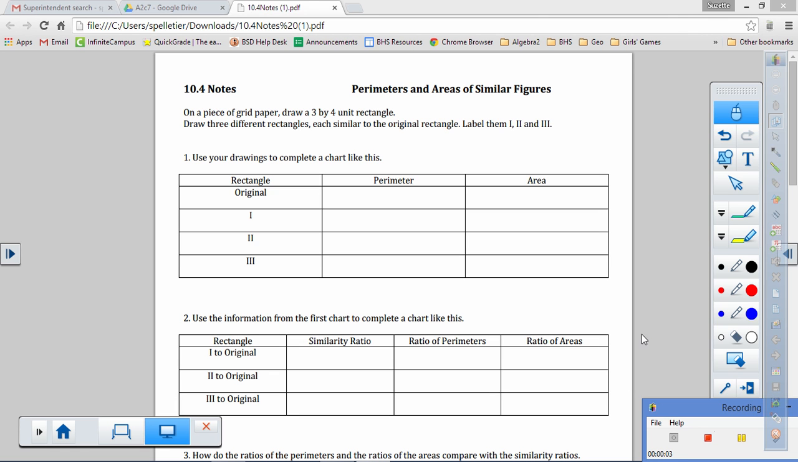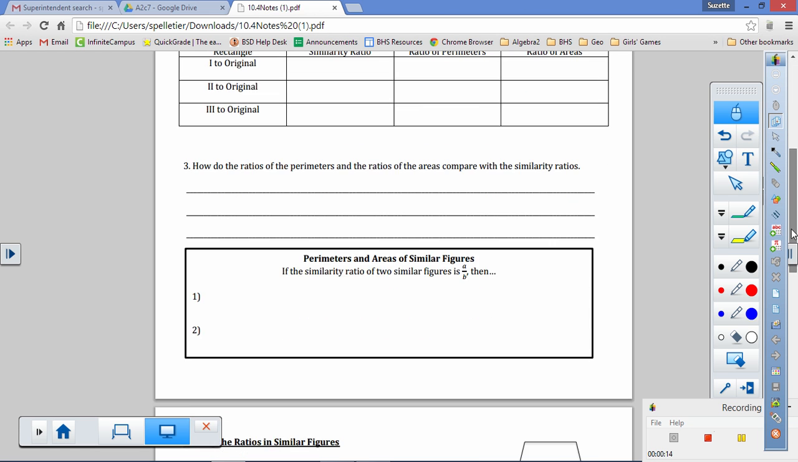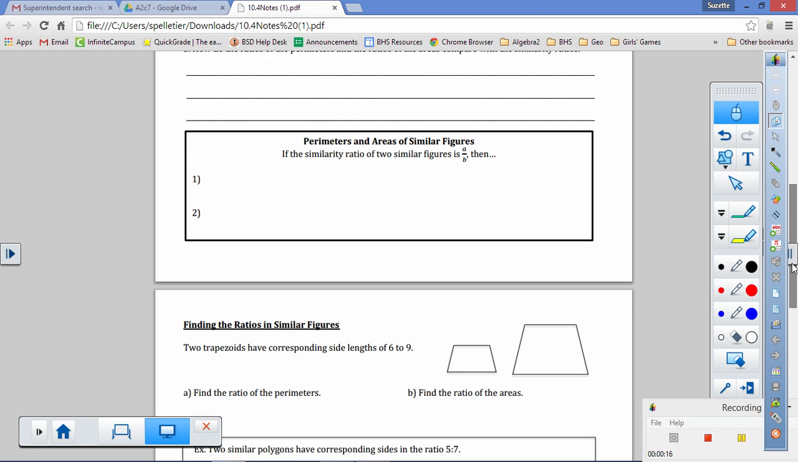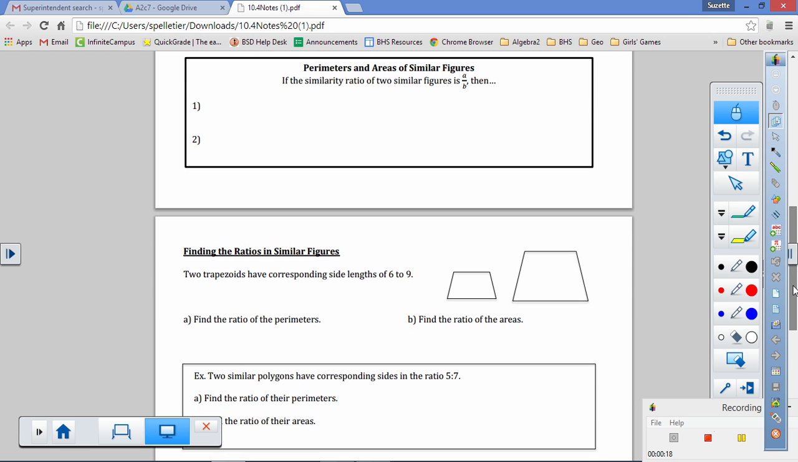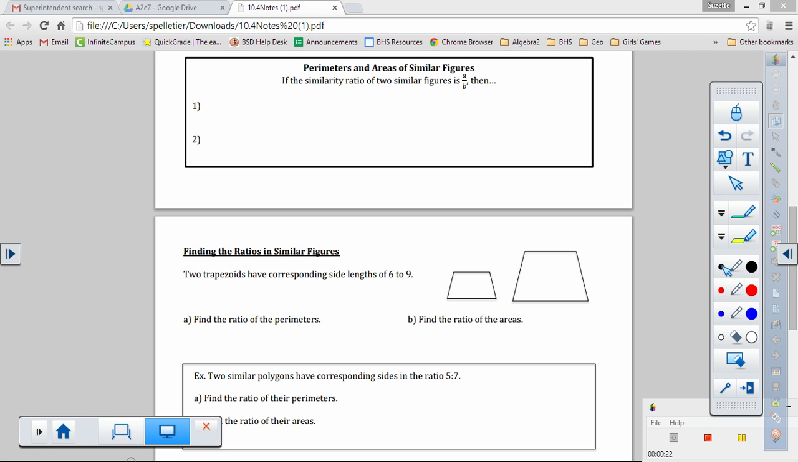Okay, so you should be watching this video after having completed the perimeters and areas of similar figures activity. We're going to do that as a whole class. So after we're done that, you should be watching this video. I'm going to scroll down to the end of the activity, sorry, and look at the beginning of the notes.